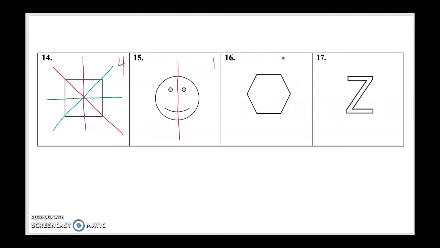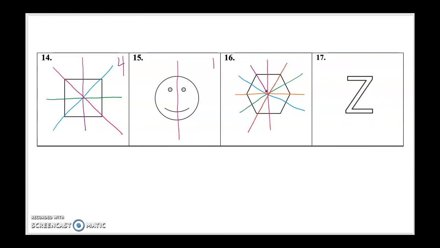Okay, number 16. So we've got a hexagon here. How many lines of symmetry do you think it's going to have? Well, let's find out. So we've got 1, 2, 3, 4, 5, 6. That one has 6 lines of symmetry. Then last one, number 17. So we've got this Z shape here. So let's see, do we have any lines of symmetry?